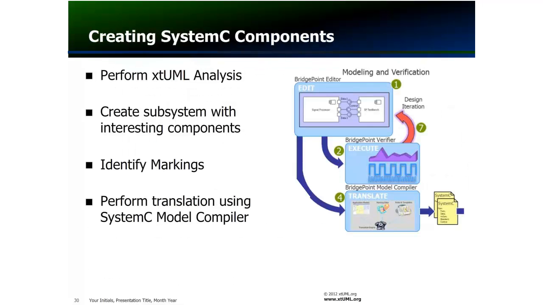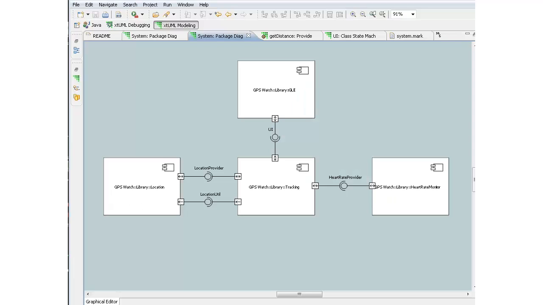The model will be my starting point, and in the following demonstration, I will show how this model is prepared for translation by the SystemC Model Compiler. The key step in this preparation is the entry of the design-specific details into the marking files.